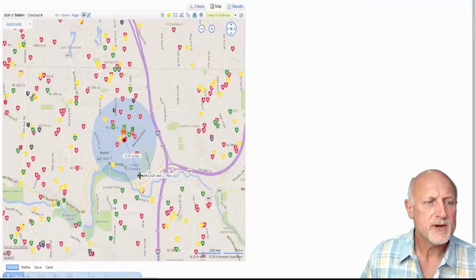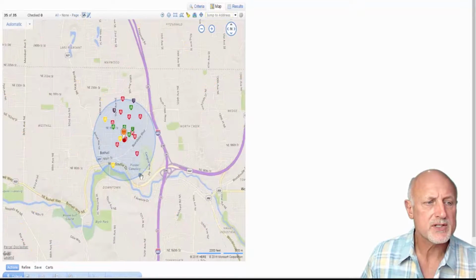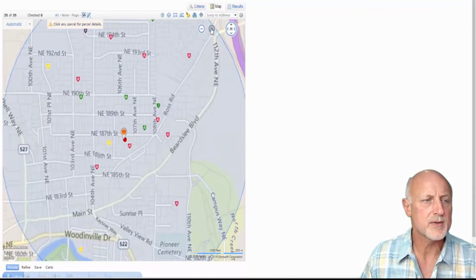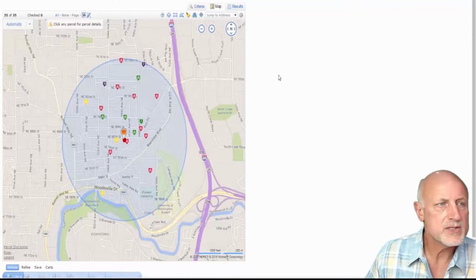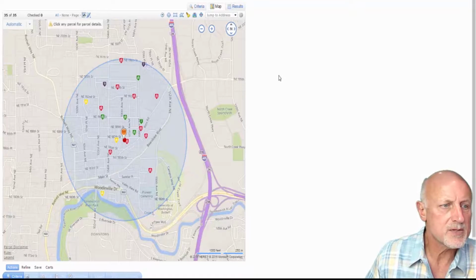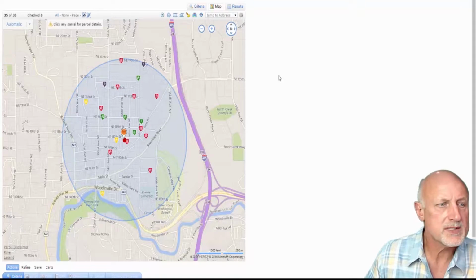What I know from experience is that I'm probably going to have to adjust my search a little further than a half mile, but we're just going to start for illustrating purposes right now. So again, here you see the activity based on that half mile radius near our subject property of the sold properties, the pending properties, and the active, which could potentially be the competition.